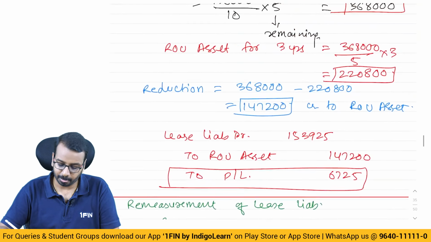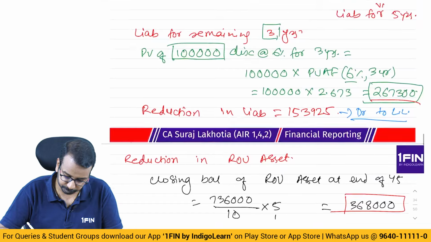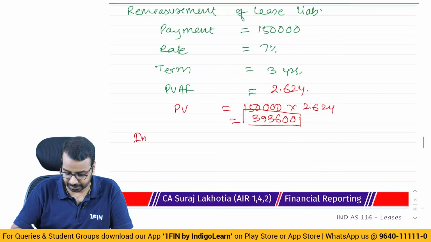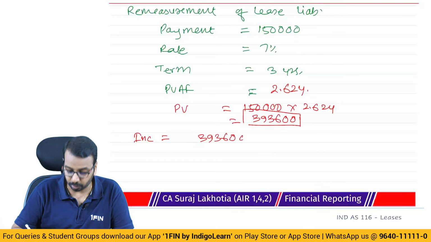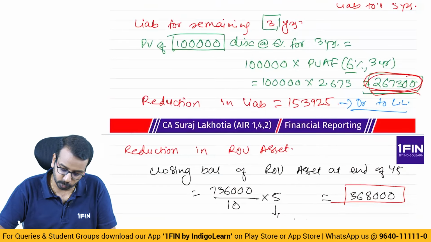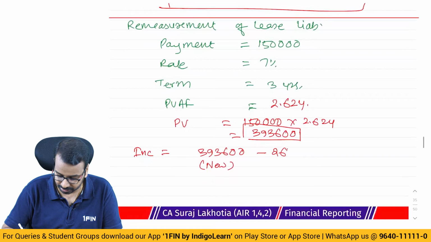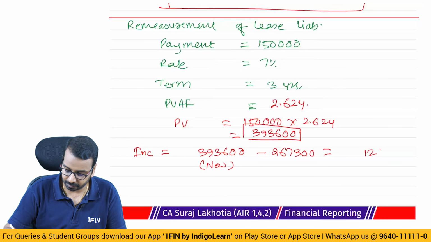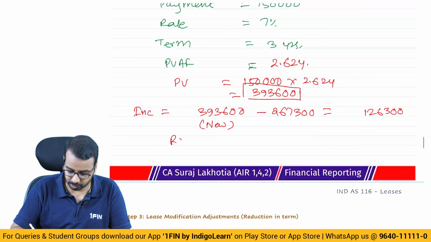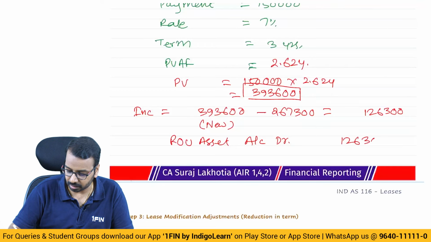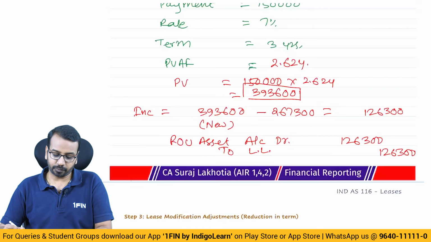Now this 3,93,600 is the new liability. Our current closing liability is 267,300. So the increase is equal to 393,600, our new liability, minus the 267,300 to which we had earlier reduced our liability, that is 126,300. This we will debit to right of use asset, 126,300, to lease liability, 126,300.